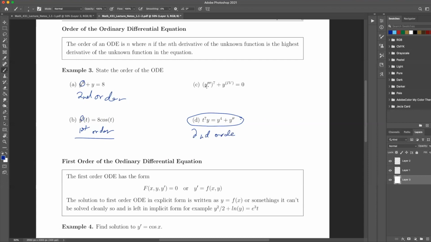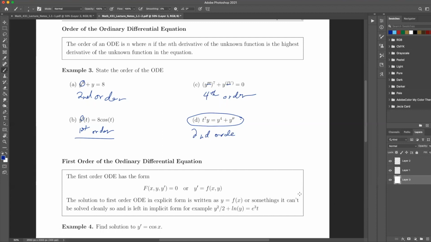Now here, notice that we're going to be using Roman numerals. So we use apostrophes up until 3, and then after that we use Roman numerals in parentheses to determine derivatives. So this is really the 4th derivative. This is the 3rd derivative to the 7th power. So this is 4th order. Okay, so that's where you determine order.